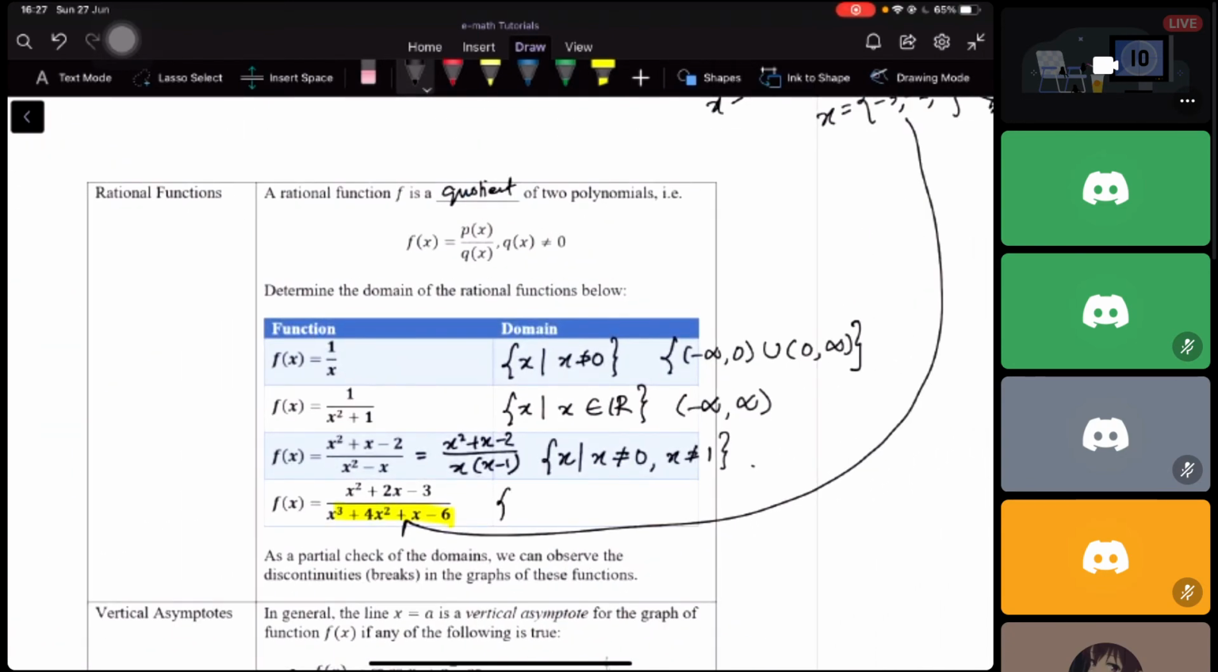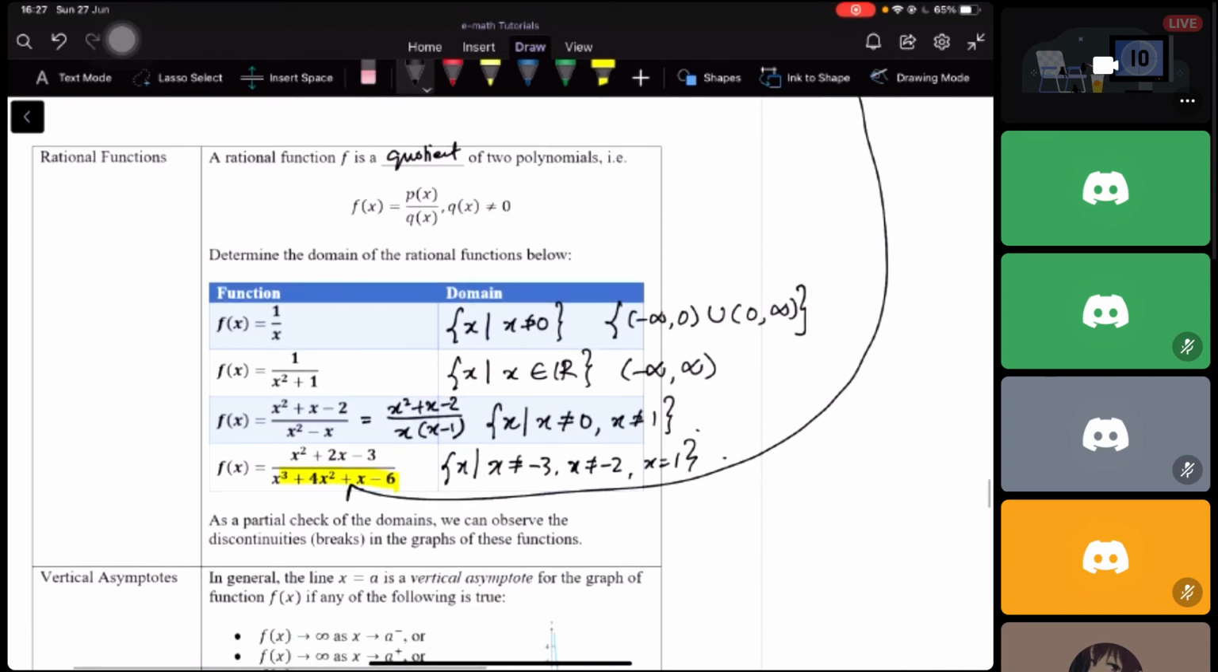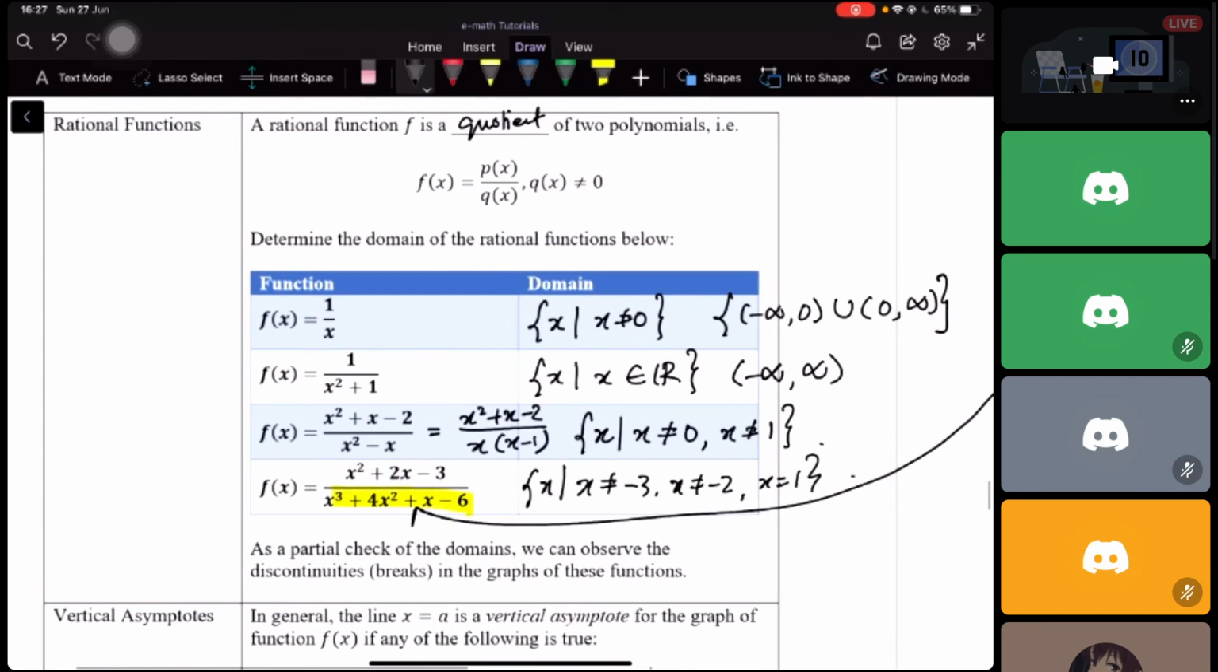So, the domain is all x. X not equal to -3. X not equal to -2. X not equal to 1. Okay? Just a domain, just to make sure that you don't get 0 in your denominator. And what happens when your x is at these values? At these values, your rational function is undefined.